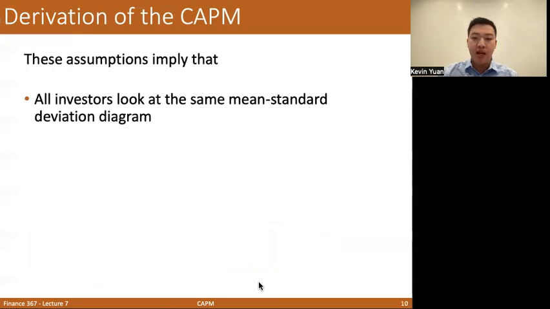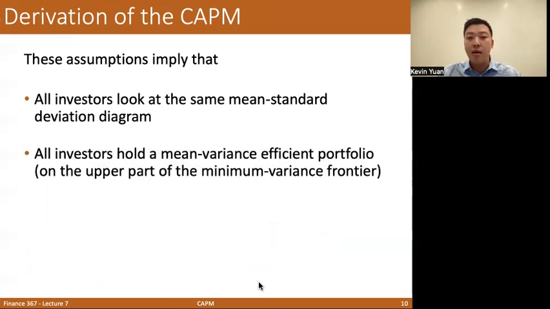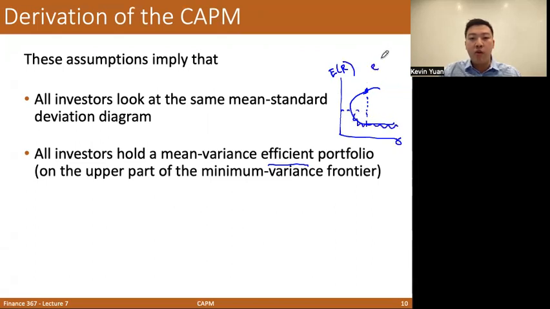Okay, so this is again reiterating that we all look at the same mean standard deviation diagram. We all want to hold the efficient part of the frontier, right? This is what we were talking about earlier, where if you have a frontier, it makes no sense to be down here, right? Because for every standard deviation point, I can always find a higher expected return point. So we disregard this portion and only focus on the upper portion, which we call efficient.